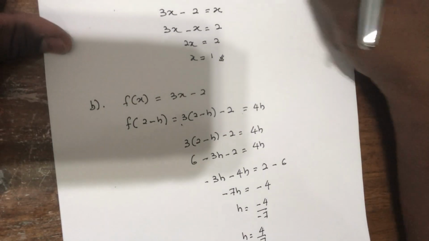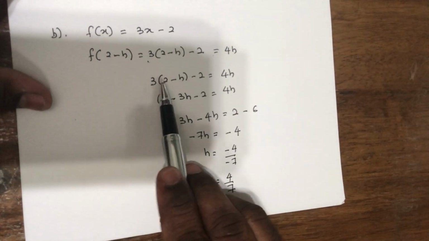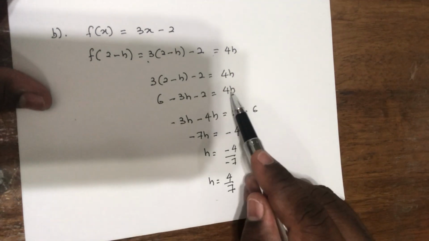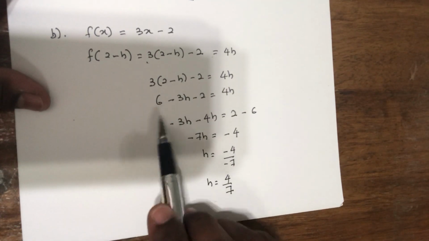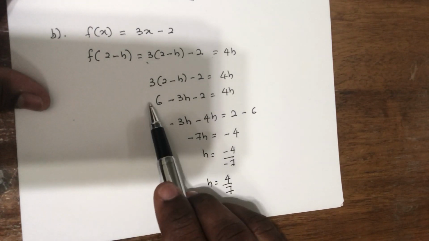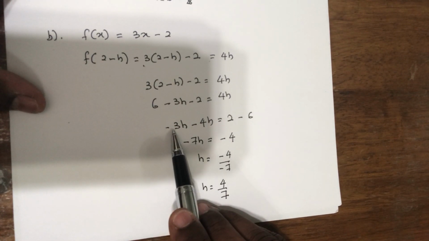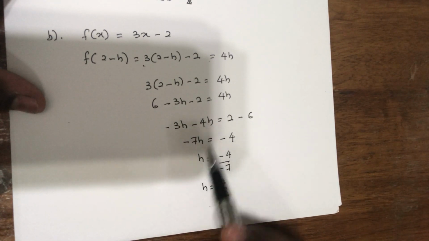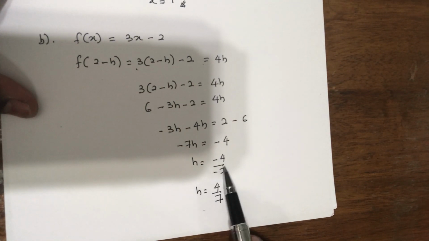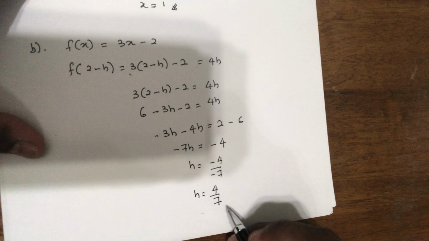All right, definitely this answer looks a bit weird, but let's check. 3 times 2 is 6, 3 times h is minus 3h, and then we have 4h here, and when you bring it here, it will become minus 4h. Here when you go here, it will become 2. Here positive 6 goes here as minus 6, so negative 4. Negative 3h minus 4h is minus 7h, negative 4, and h is equal to minus 4 divided by minus 7, so h is equal to 4 over 7. So the answer definitely is correct.